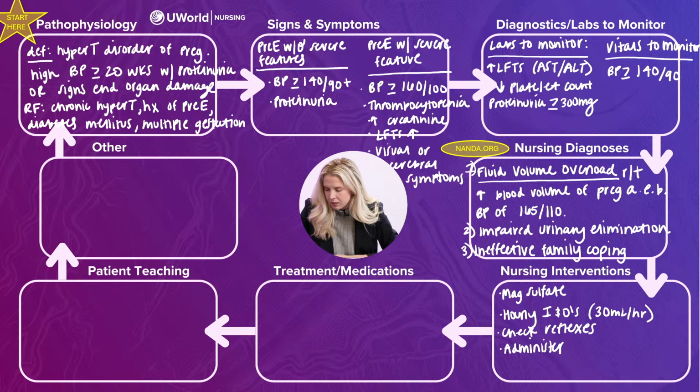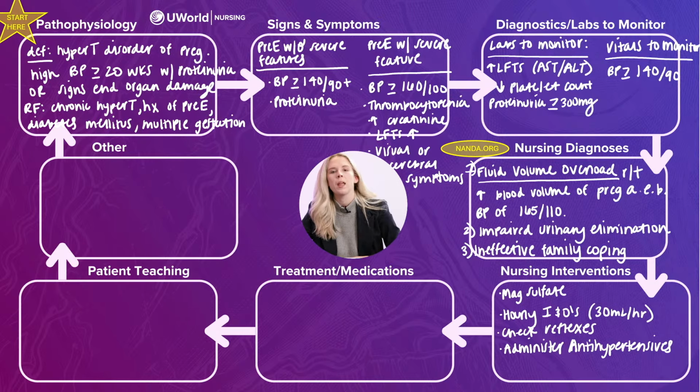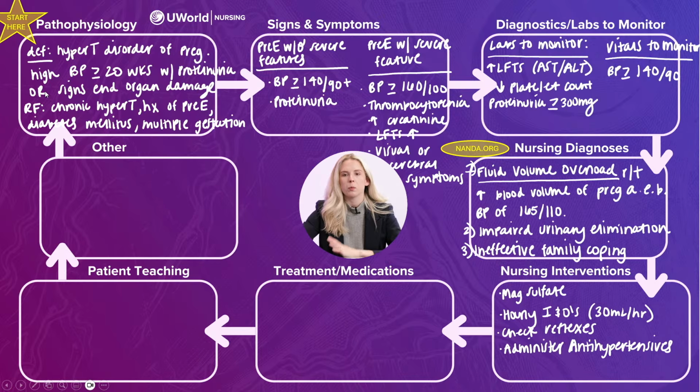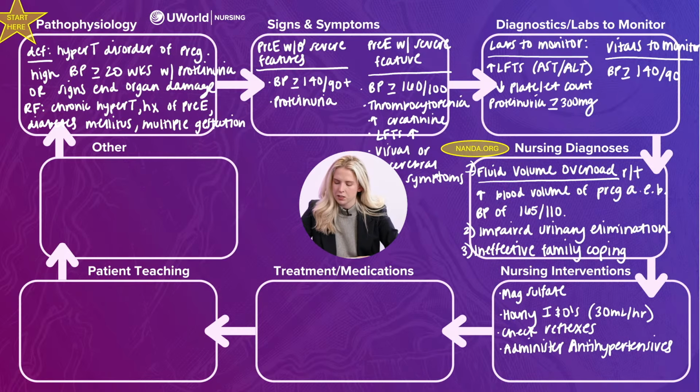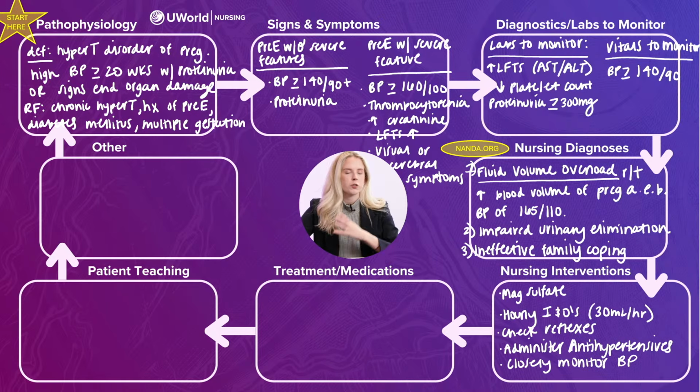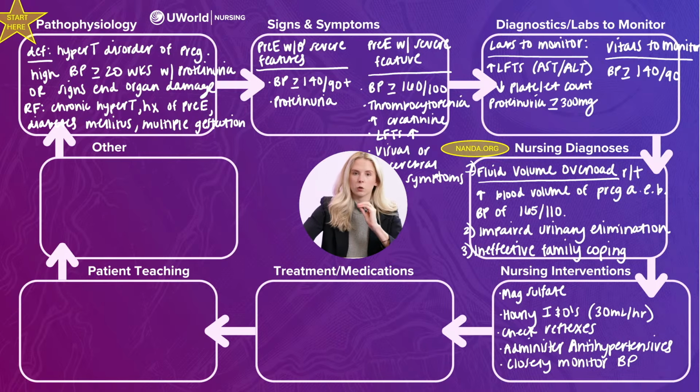Now, obviously, this is pretty intuitive, but anytime we have a client with high blood pressure, we want to administer some antihypertensives, and we will cover pregnancy-safe antihypertensives in the next section. But we'll talk about that more in depth. We want to closely monitor the blood pressure. Typically, this will be hourly assessments. And there's usually a protocol as well for most preeclamptic clients on mag sulfate drips.